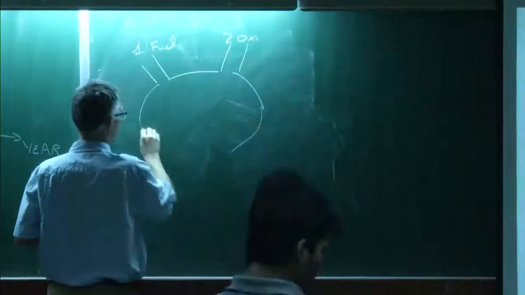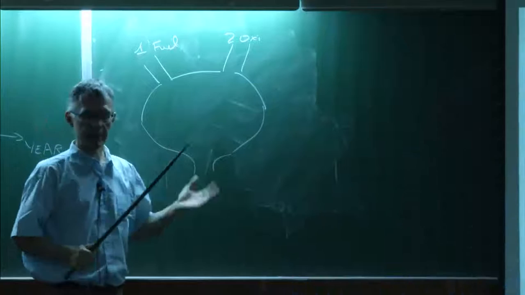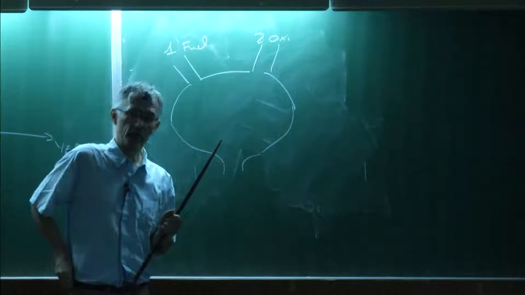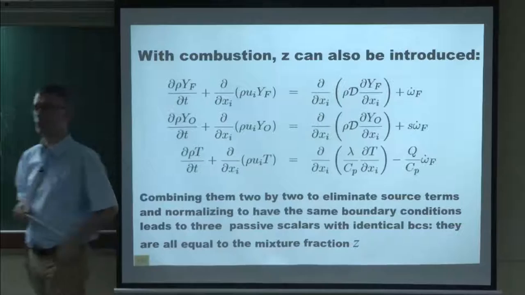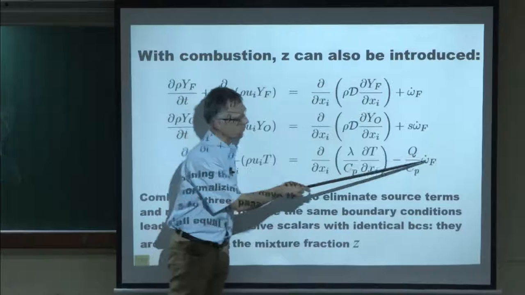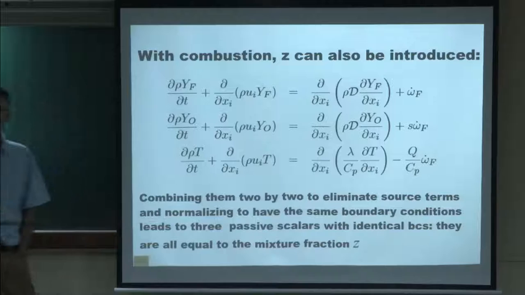And now we ignite it. Okay, so now, instead of having the equations I had before, without source terms, now there will be source terms. The fuel will be destroyed at the rate omega dot F, so that the oxidizer will be destroyed at the rate S omega dot F, where S is the stoichiometric ratio, and heat will be produced at the rate minus Q omega dot F, divided by Cp because I have taken the Cp to the other side, supposing that Cp was constant.